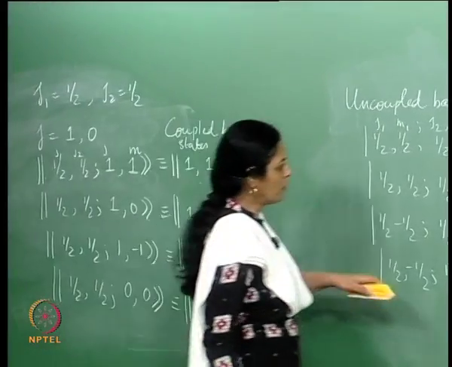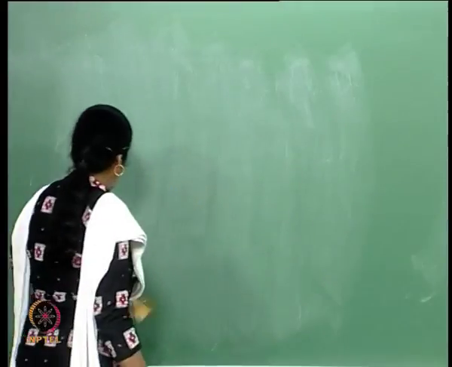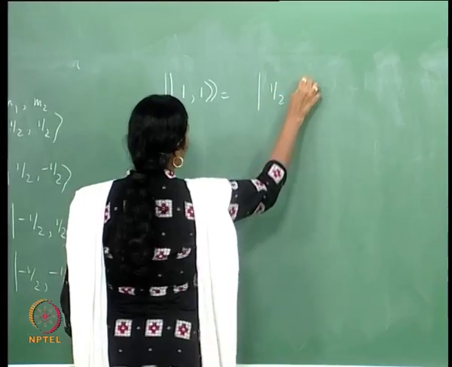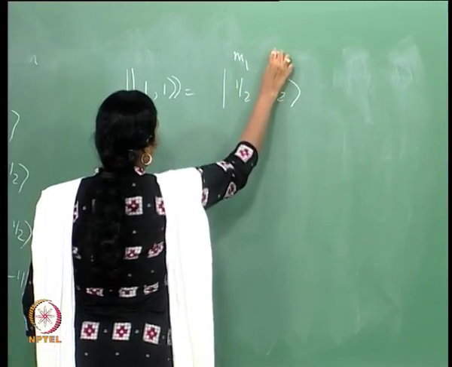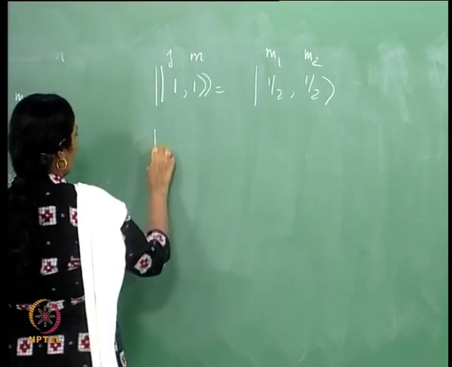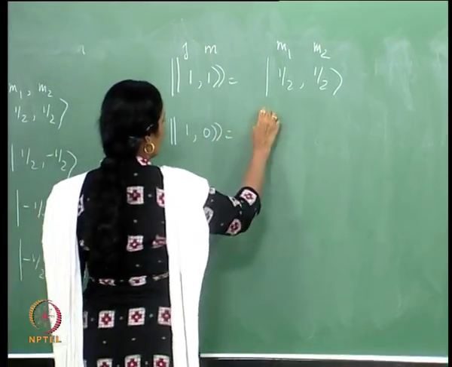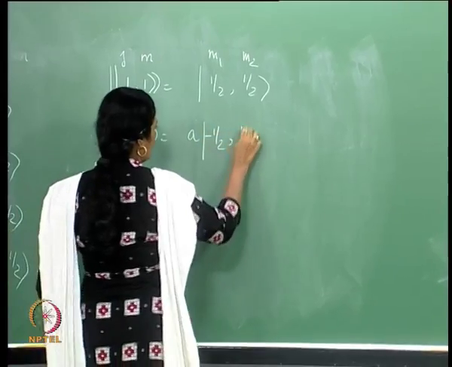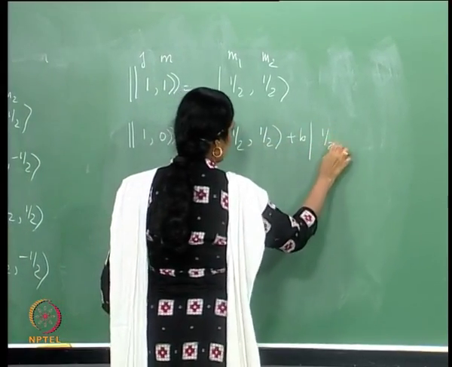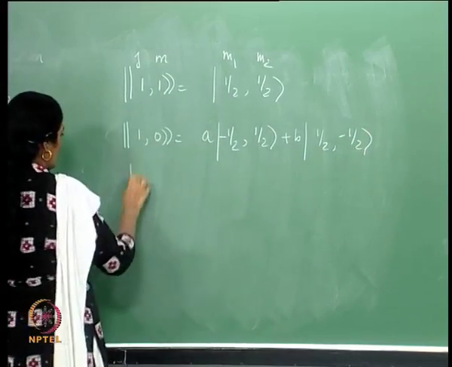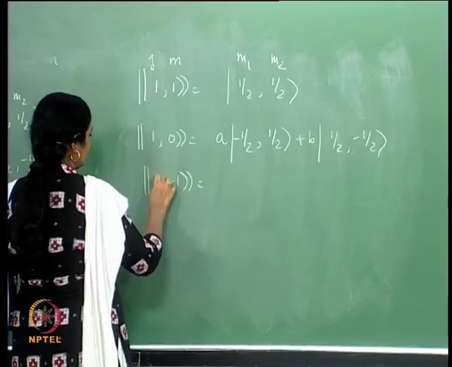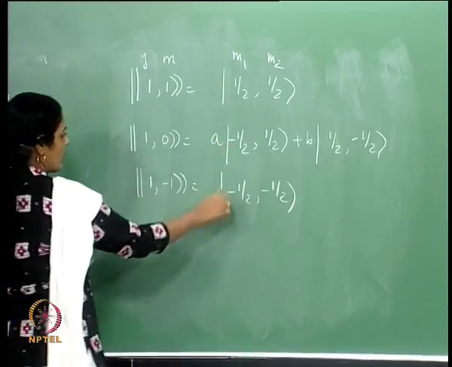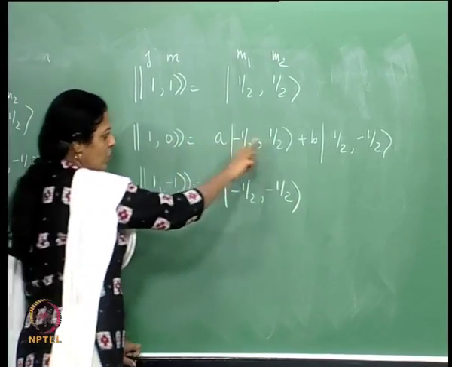So in this problem, I can now write the following. I have 1 comma 1 is half comma half here. This is M1, M2 and this is J, M. 1 comma 0 is A times minus half comma half plus B times half comma minus half, and 1 comma minus 1 is minus half comma minus half. These are the stretched cases. We have to find out A and B.